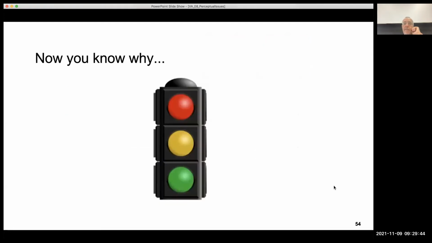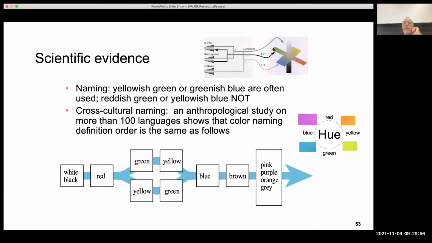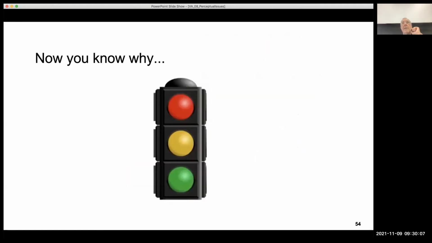And now you know why stoplights have been designed this way. You have red, green, and yellow, which are exactly the extremes of the scales. What is the main point of stoplights? You must separate the colors very well. You cannot be confused by red and yellow unless you have some problem with your cones.